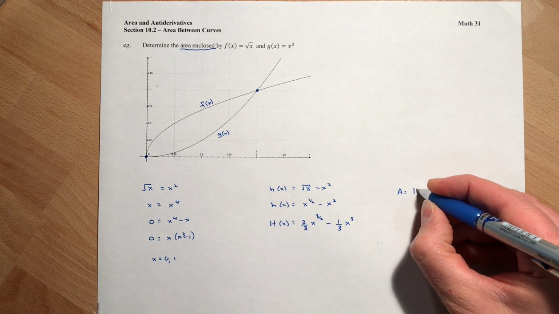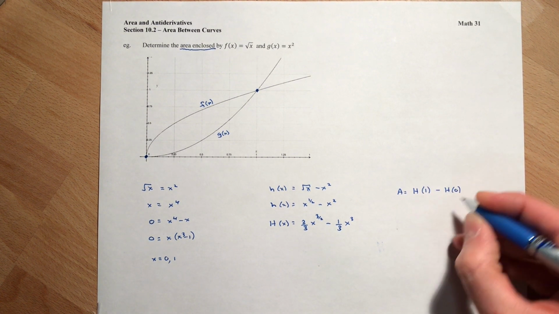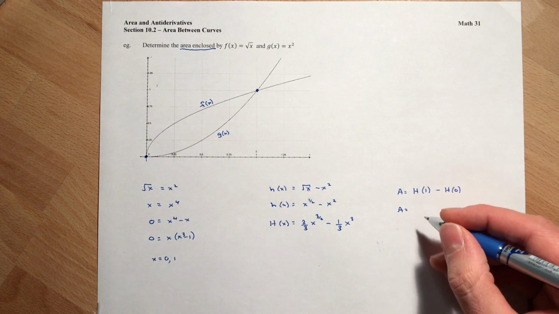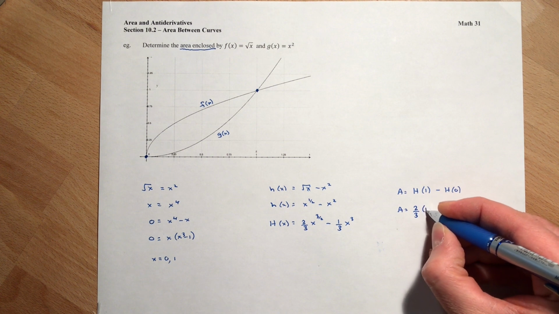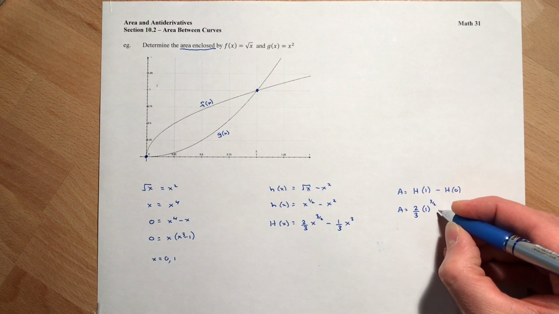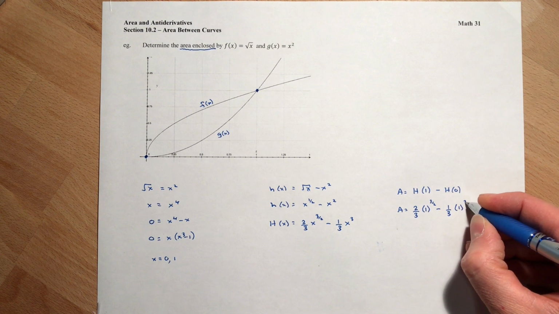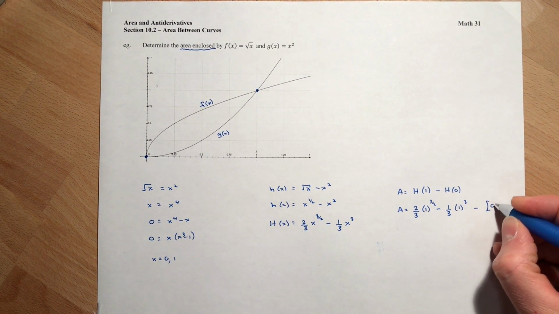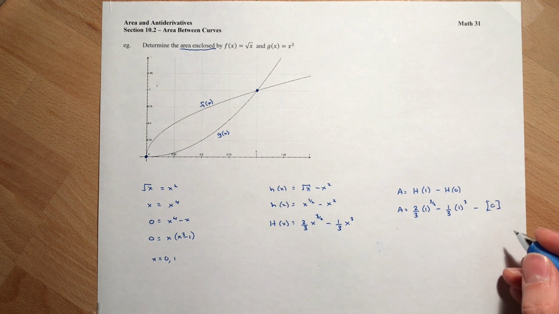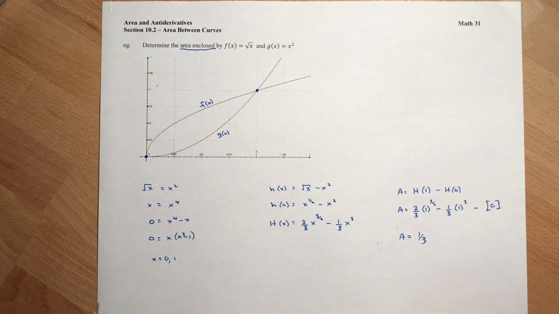My area then is going to be h of 1, which is my upper bound, minus h of 0, which is the lower bound. I can just put my values in. So I'll get 2/3 times 1 to the 3/2, minus 1/3 times 1 cubed. Again, I can see that h of 0 is just going to be 0 overall, so I'll just subtract 0 from that one there. And so when I subtract those two, I see I have an area of 1/3.